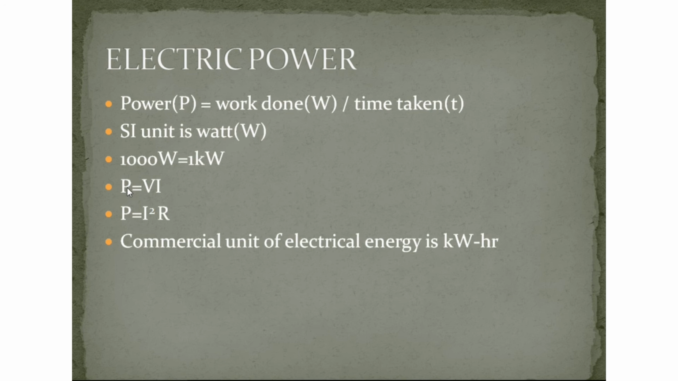How do you calculate power? The formula is P is equal to V into I. Power is equal to potential difference into current. Another formula you use in solving several problems is P is equal to I square R, where R is the resistance. The commercial unit of electric energy is kilowatt hour. So this is the unit that is actually used commercially. When you get your electricity bill of your home or office, you'll get the unit as kilowatt hour.